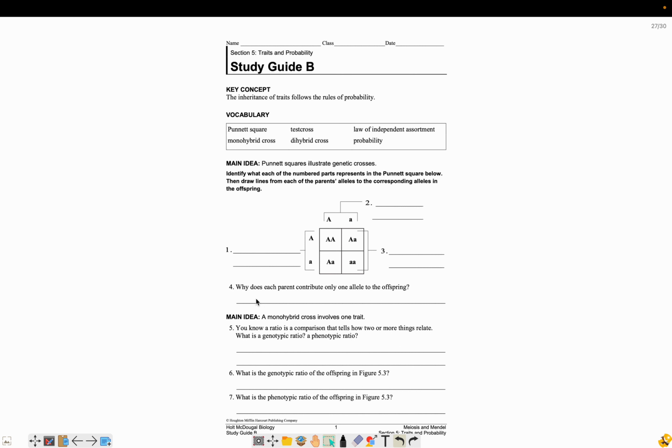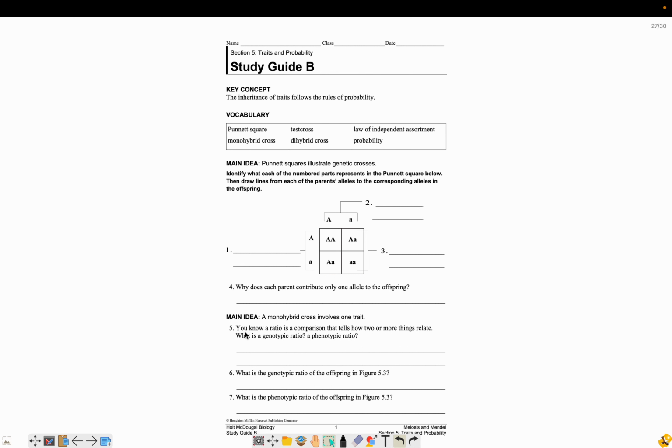All right, number 4. Why does each parent contribute only one allele to the offspring? I explained that in the last video. That's because you have two genes for every trait. So remember, Monday, if you paid attention Monday, you learned about meiosis. Meiosis is like mitosis, except you're making gametes. Those gametes consist of one gene for every trait that organism has. Those two gametes come together, the sperm and the egg, and then they make a new organism. So one parent is only going to contribute one half of that genetic information.